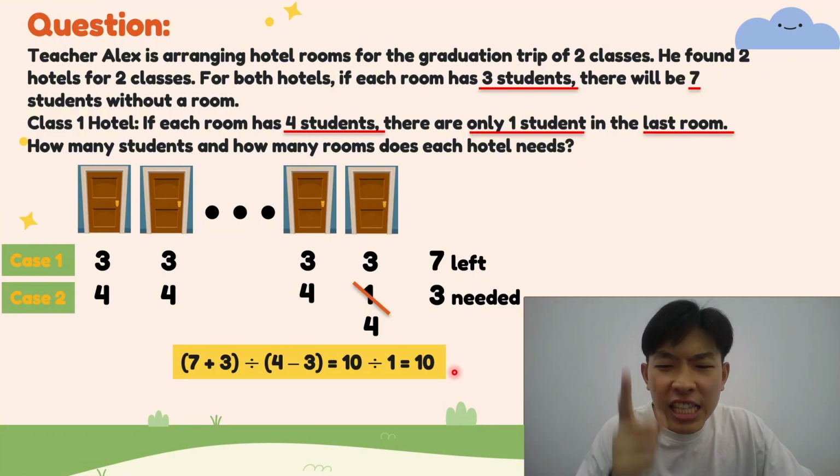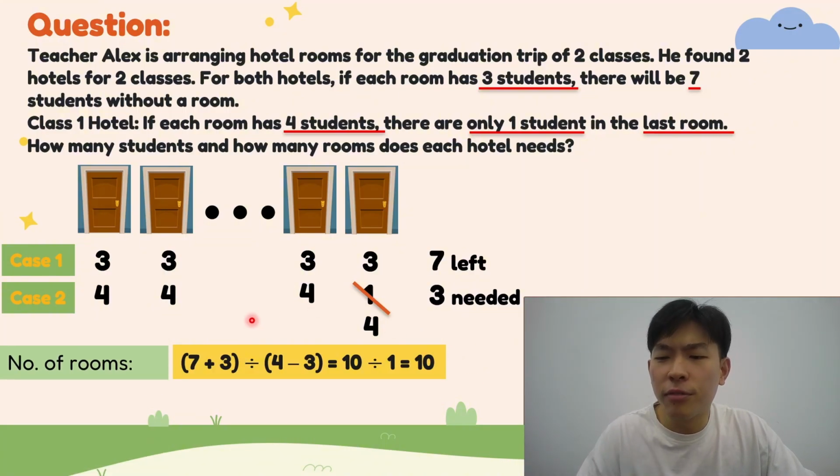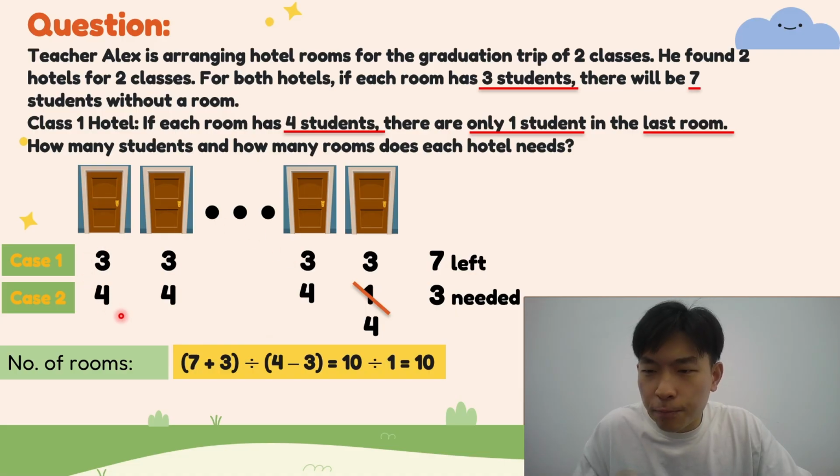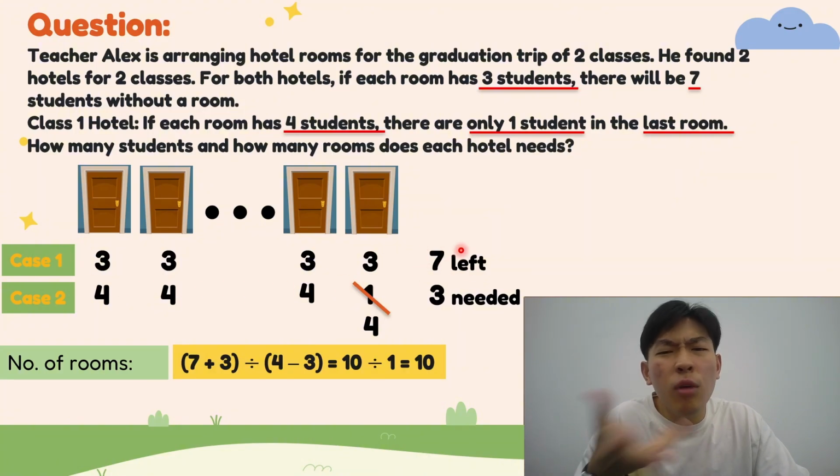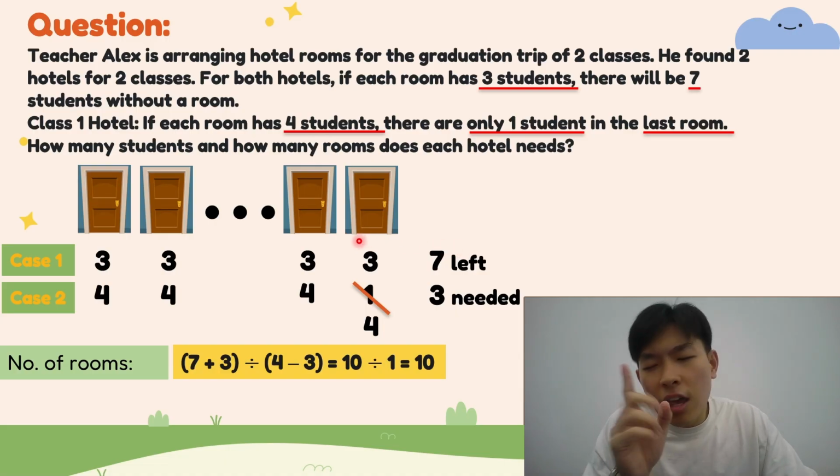Now, why is it number of rooms? Now, let's look here. What is this 7 plus 3? At first, we have 3 students, then we have 7 people left without a room, no place to live. So we said, okay, squeeze a little bit.